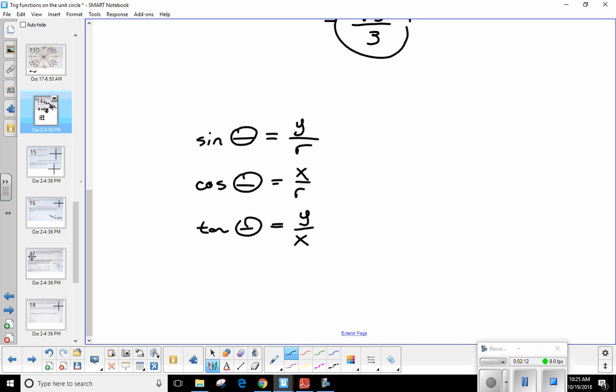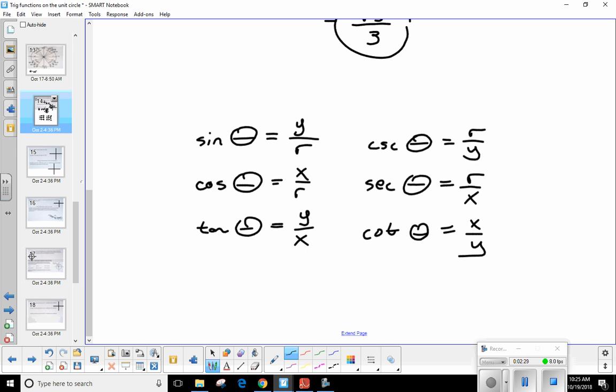And now their reciprocals are just going to follow the same suit. You're just going to flip them. The reciprocal of sine being cosecant, which will give you r over y. Then secant would be the radius over x. And finally, cotangent would be x over y. Okay. Now, if we are on the unit circle, what's that value of r going to be? It's just 1. There we go.